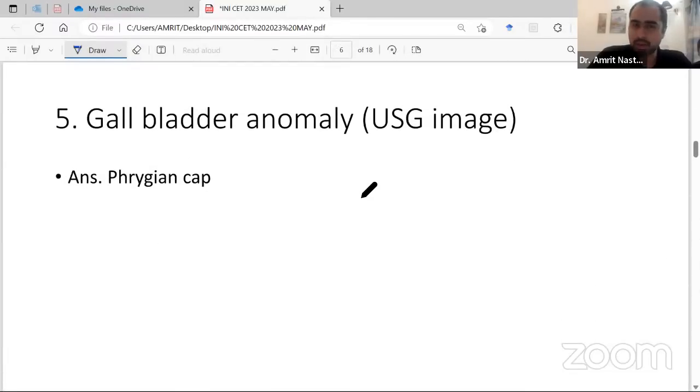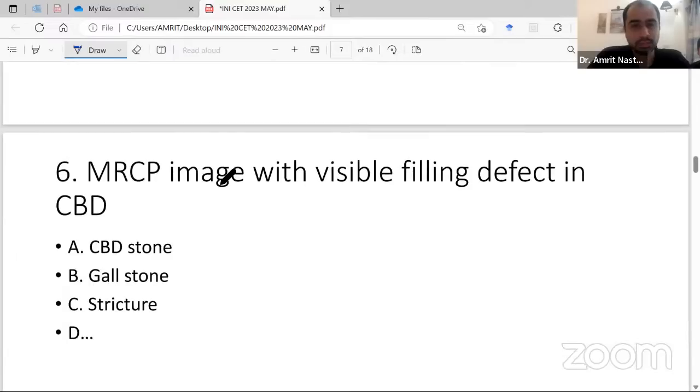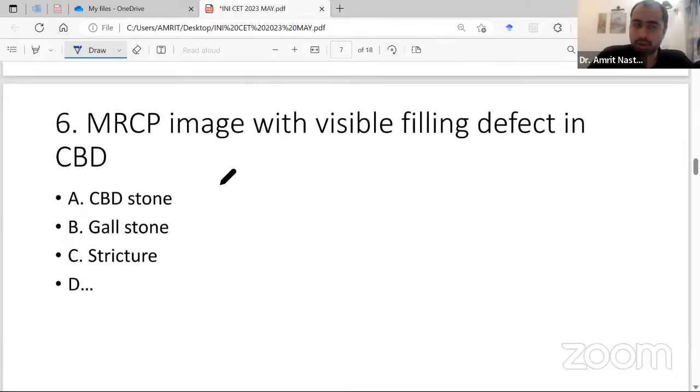This Zainab ma'am has already discussed. There was an ultrasound image of a gallbladder anomaly. Answer was Phrygian cap. Phrygian cap is not pre-malignant. This also Dr. Zainab has discussed. So there was an MRCP. There were some filling defects that were seen, and the answer should be choledocholithiasis. All right. They would not give you any of the other options. Unlikely.